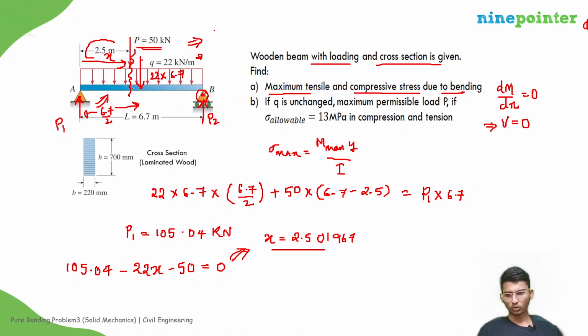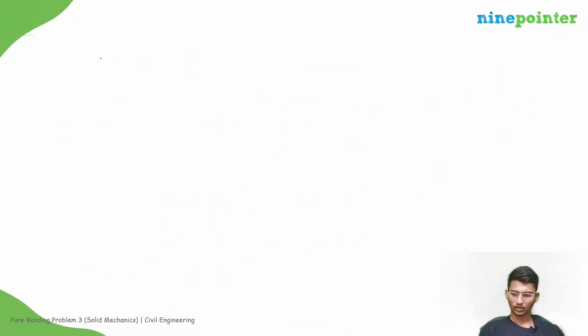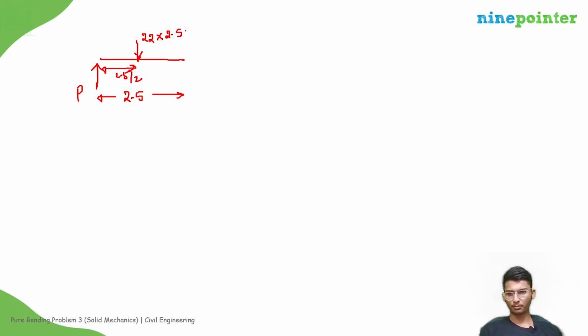Okay. So at this position, the bending moment will be maximum. So we can directly calculate the bending moment at that position. So we can write, this is P and this x is 2.5 nearly. So the load will act at 22 into 2.5. This distance will be 2.5 by 2. Okay. And the P is acting over here. The P is 50 kilonewtons. We need to find out M over here.